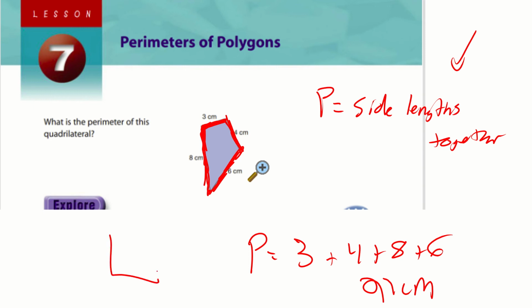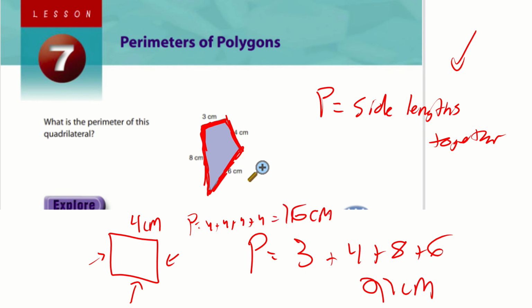So let's say I had a square, and the square was 4 centimeters. What you need to know about squares is that each side is equal. So here, P equals 4 plus 4 plus 4 plus 4, and we get 16. So it's the exterior of the shape. How many centimeters or millimeters or meters would it take to make up the shape?